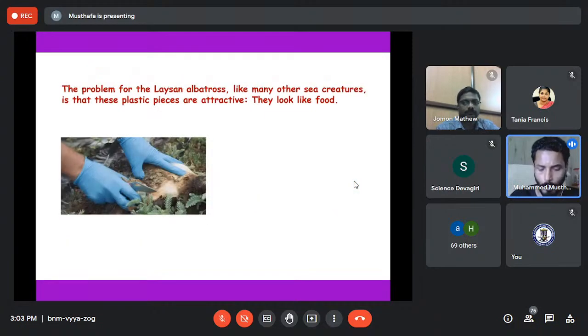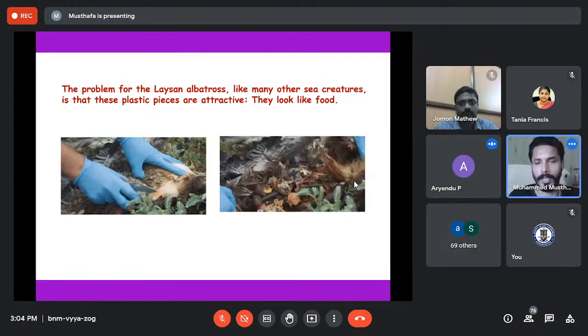And recently, a group of scientists from Canada visited the spot. And when they opened the rib cages of a dead Laysan albatross, they could find only plastic pieces inside. You can see, when they opened the rib cages, they could find only plastic pieces inside the stomach. So these birds were punished, not for their mistake, but for our own greed for money.